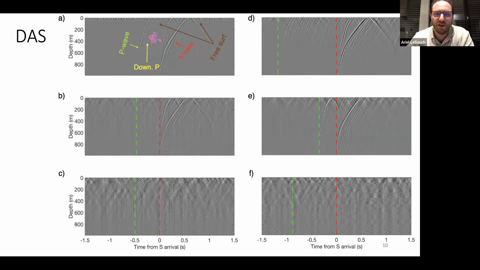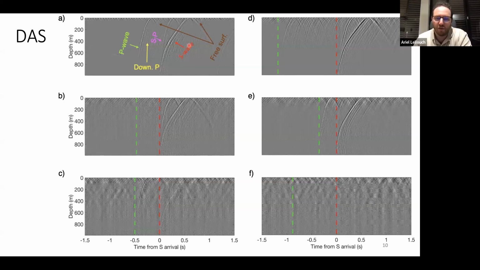Later, we can start seeing the shear wave. We see some S-to-P conversion, of course, some free surface reflections. But the point is, I think if you're not a seismologist, this is a lot easier to understand than this.